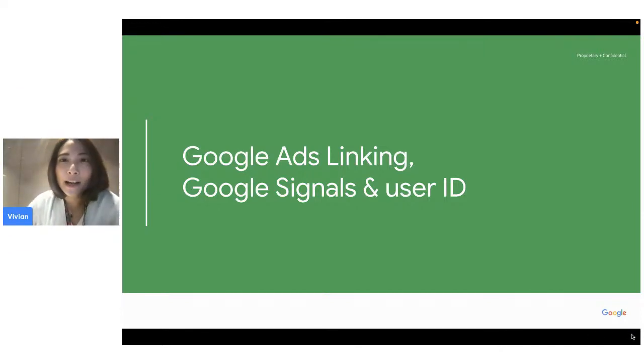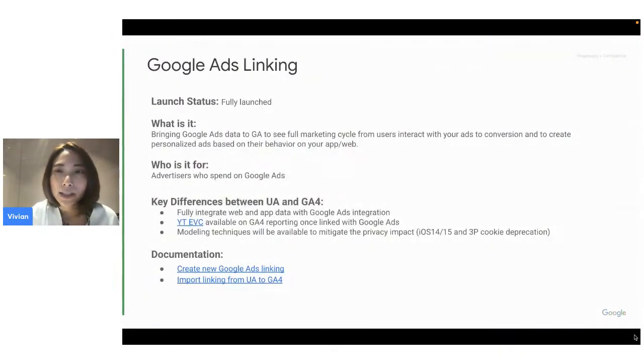Thank you. Hello, everyone. I'm Vivian. And now let's talk about Google Ads linking, Google Signals, and user ID. I believe many of you are familiar with this already. These are the low-effort, but also most important prerequisites for advertisers to activate media use cases on GA4. And today, I'm not going to talk about how to set this up, as we have very straightforward instructions on the Help Center, which is linked here. And it's pretty much the same as what you did on Universal Analytics.